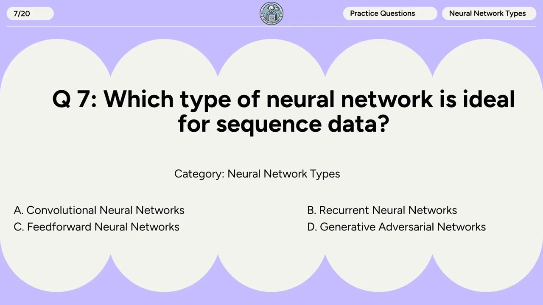Question 7. Which type of neural network is ideal for sequence data? A. Convolutional neural networks. B. Recurrent neural networks. C. Feedforward neural networks. D. Generative adversarial networks.